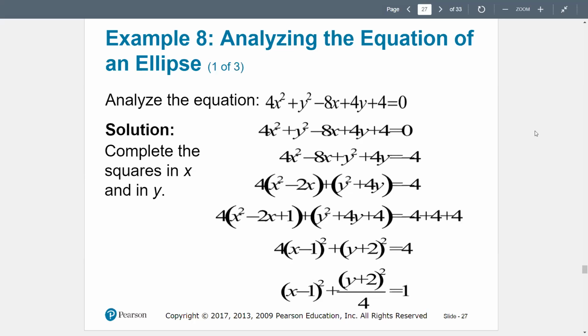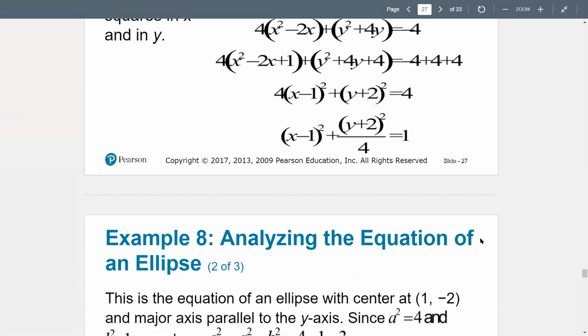What did they have to go through and do? Okay, take a look. They went through and they completed the square both in terms of x and in terms of y. If I were to take a guess as to where students would make a mistake, it would be on remembering to add on the right-hand side each piece.